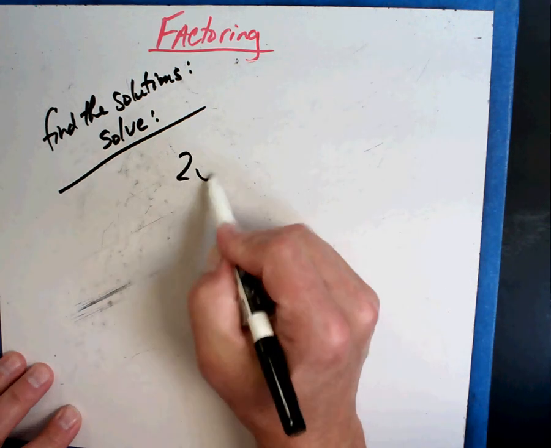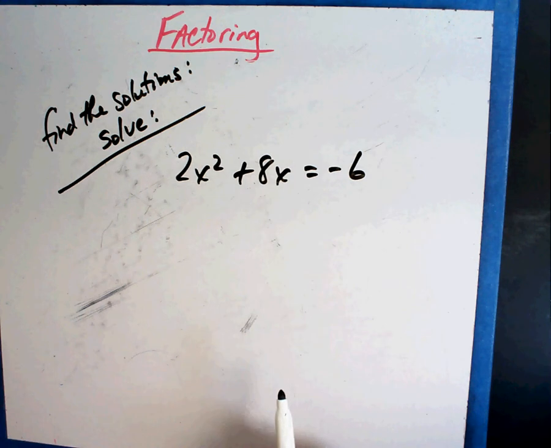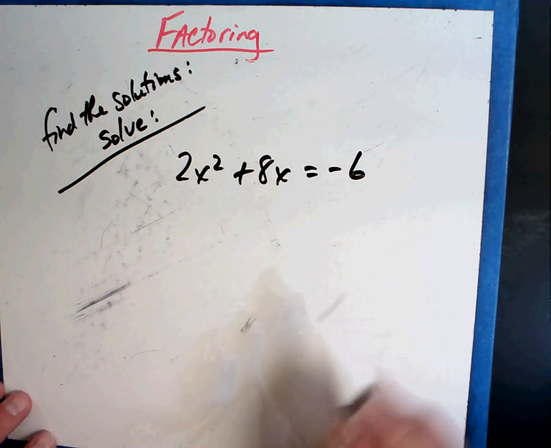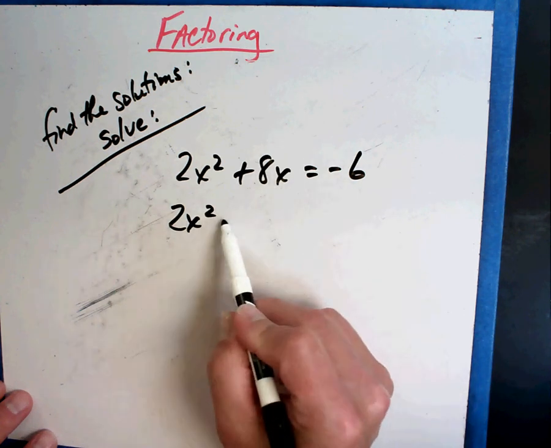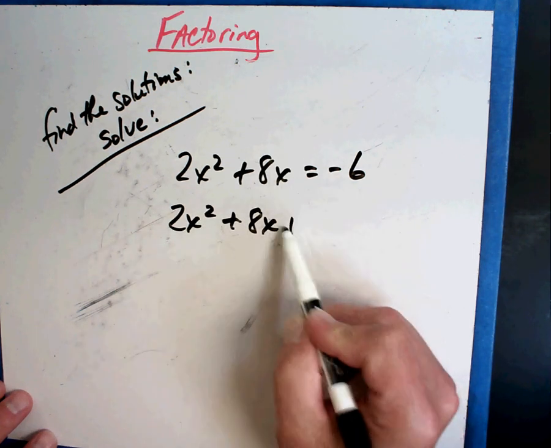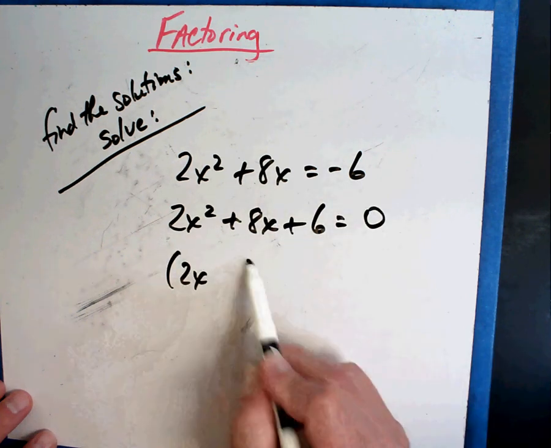2x squared plus 8x equals minus 6. Now it looks different because they put it in the wrong form. It should be equal to 0. So all we're going to do is bring that guy back over here. 2x squared plus 8x, I have to add 6 to get it to come over here, equals 0. I'm going to factor.